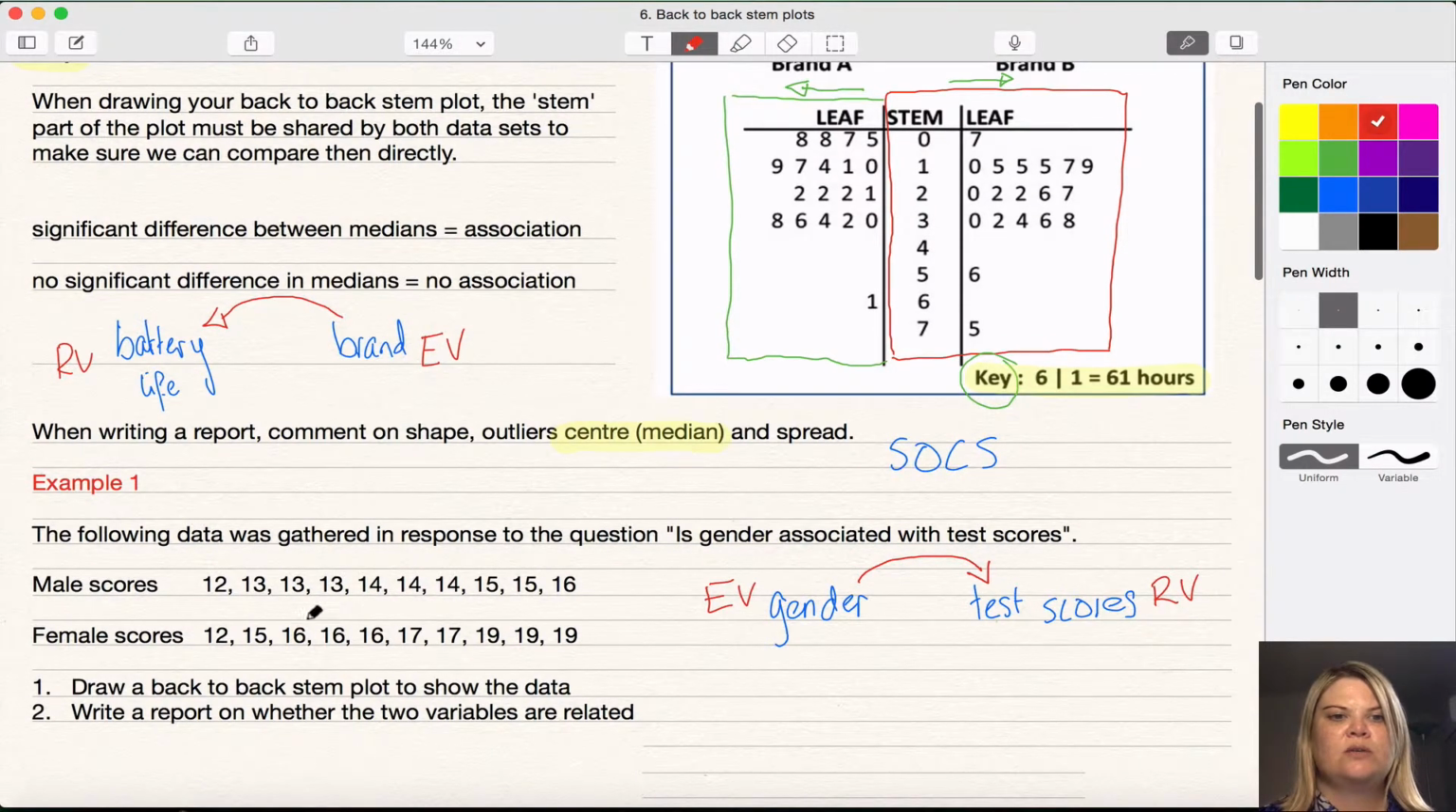Your job is to draw a back-to-back stem plot to show the data. So you need to draw it up like this. And part 2, write a report on whether the two variables are related or associated. I'm going to give you a minute to pause the video to have a go at doing that yourself, and then we'll go through it together. Pause the video now.